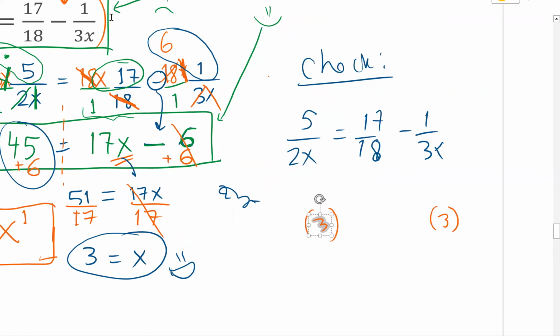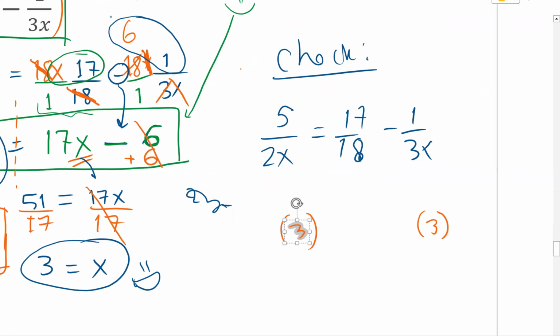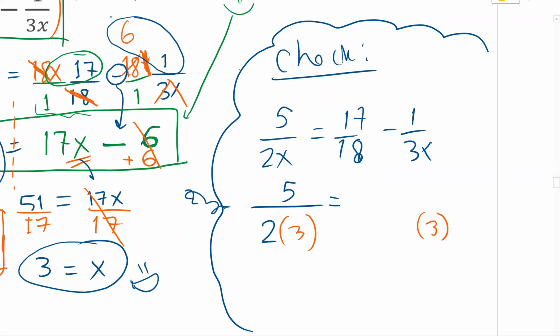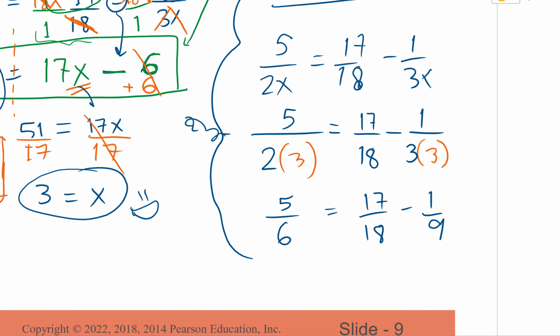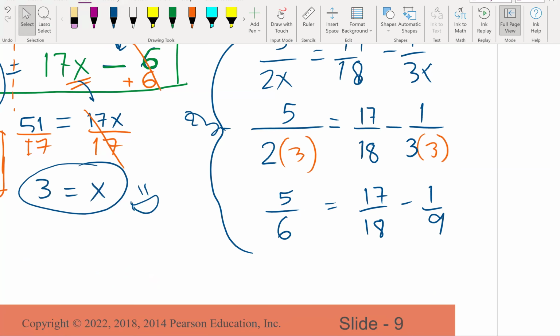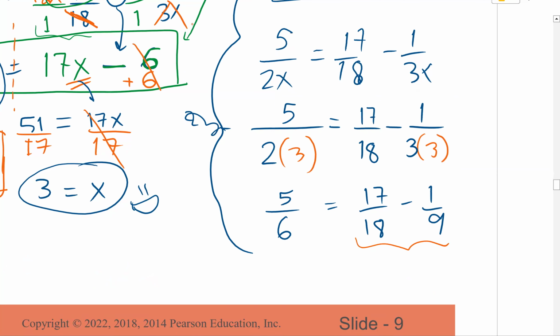Let's see. I'm going to zoom in here so I can see it better. It was 5 over 2 times x, but I'm replacing x with 3. Equals 17 over 18, minus 1 over 3 times x, but x is 3. The leftmost fraction becomes 5 over 6 because 2 times 3 is 6. Equals 17 over 18, minus 1 over 3 times 3, which is 9. This looks very similar to the last one. To tell if the left side equals the right side, I need to find a common denominator on the right side. Between 18 and 9, 18 is the common denominator, and I can get there by multiplying the right fraction by 2 over 2.